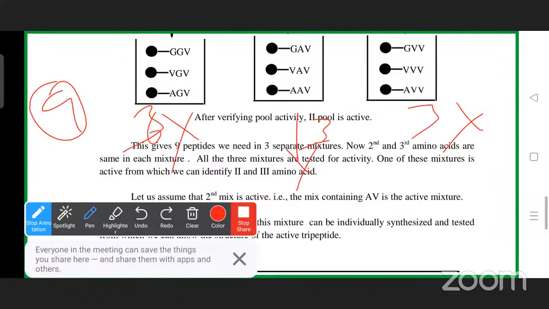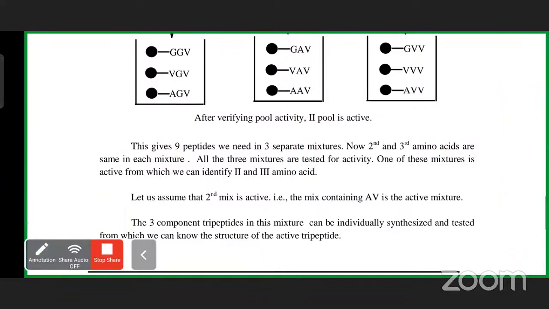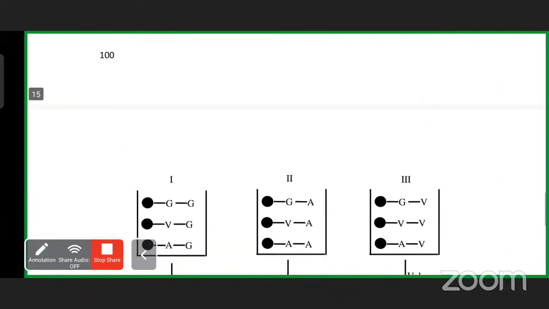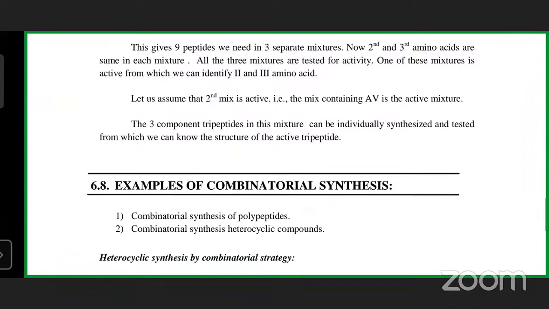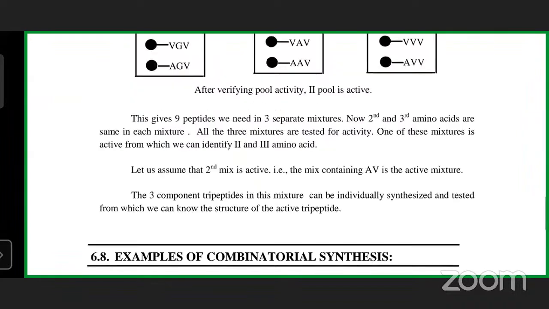In micro manipulation, each and every compound should be tested. But here there is no need to test all three reaction vessels' dipeptides. Only the second pool, the second reaction vessel, needs testing. No need to check the first and third one. So this is a somewhat better method for identification of the active compound.